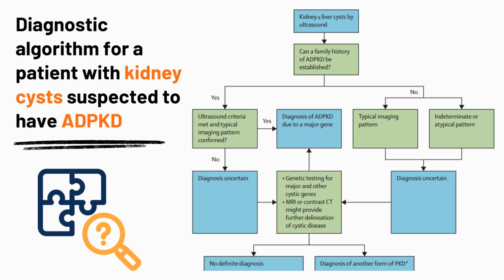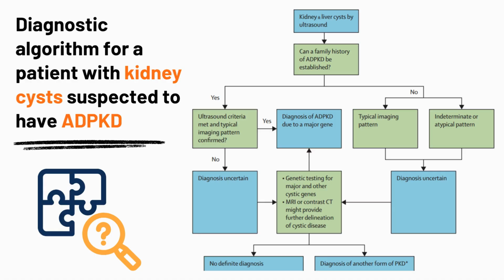This slide shows a simple practical approach to diagnosing ADPKD in a patient who presents with kidney cysts. We begin with imaging, usually ultrasound, showing kidney cysts with or without liver cysts. The first key question is, do we have a positive family history of autosomal dominant polycystic kidney disease? If yes, we move to ultrasound criteria and typical imaging patterns. If the criteria are met, the diagnosis is straightforward: ADPKD, most likely due to a major gene.